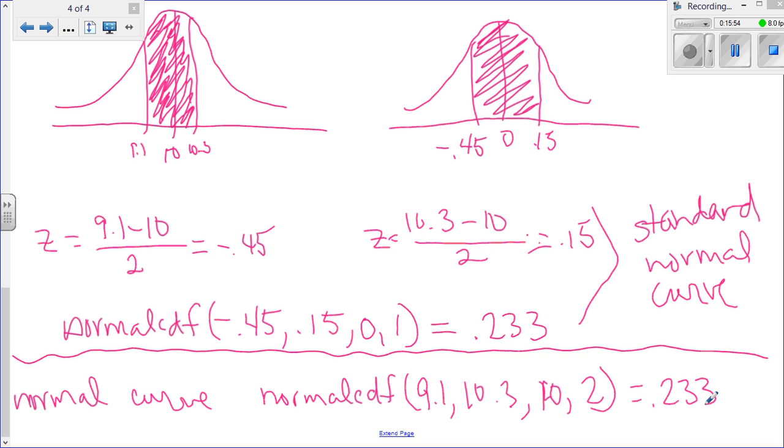Basically, all we did today is just calculator work. And when we come into class, we're going to get familiar with using the calculator. Next, we'll actually do examples of how we apply this.